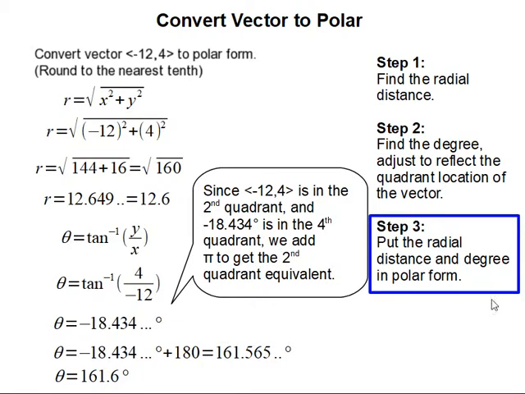And then now that we have our radial distance and the degree, then we have our polar form. And together they represent 12.6 for the radial distance, and the degree is 161.6 degrees. And this completes our problem.